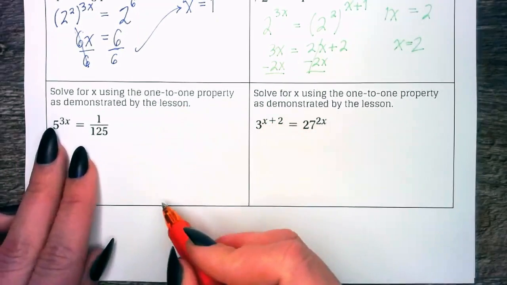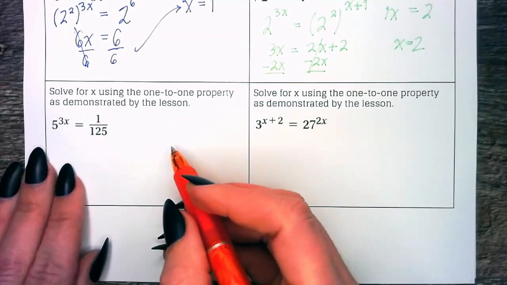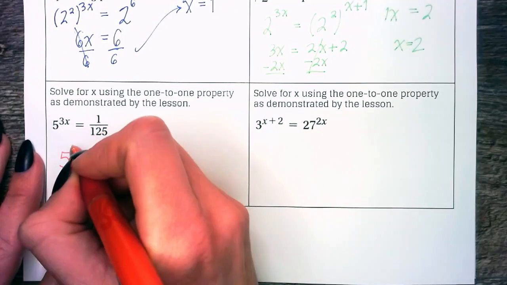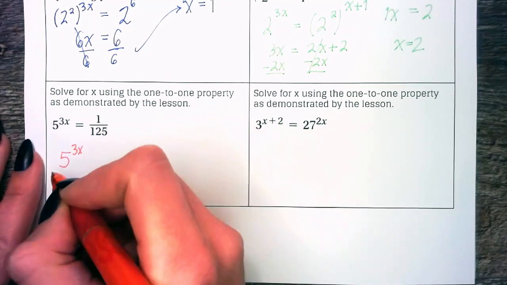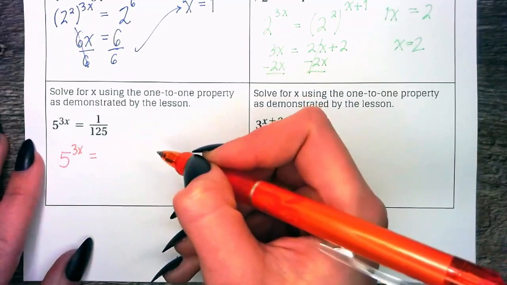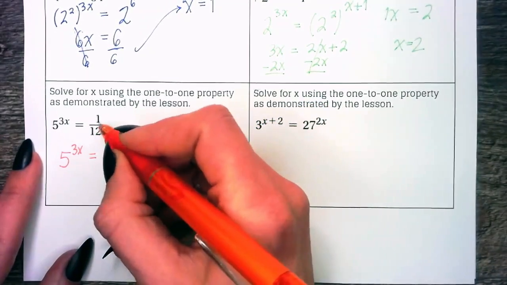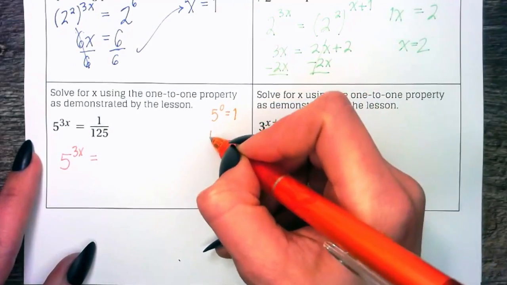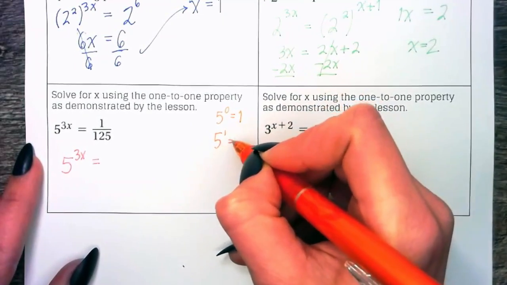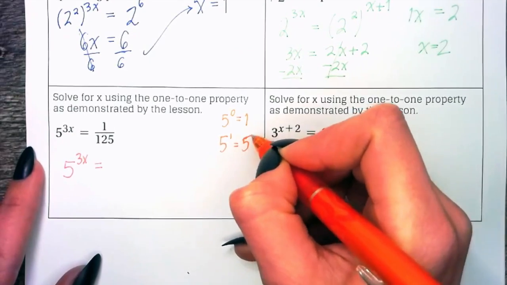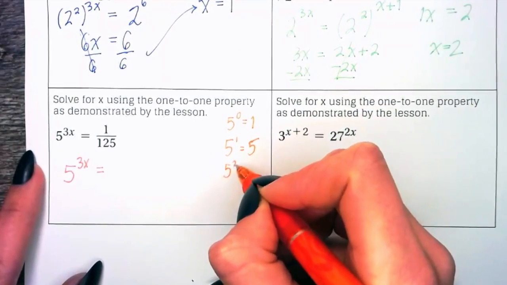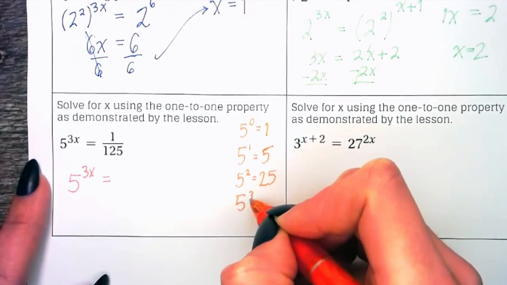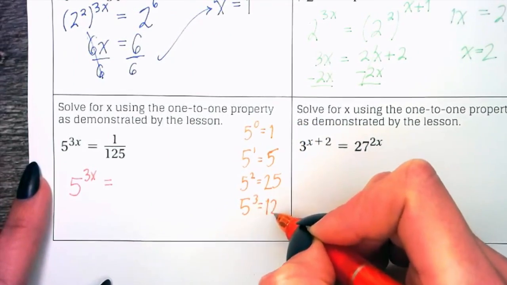What number should we use for our swap opportunity for this example? We would use 5. 5 is already prime. 5 to the 3x is really broken down pretty far. 125. 5 to the 0 power is 1. 5 to the first is 5. 5 to the second is 25. And 5 to the third brings us to 125.